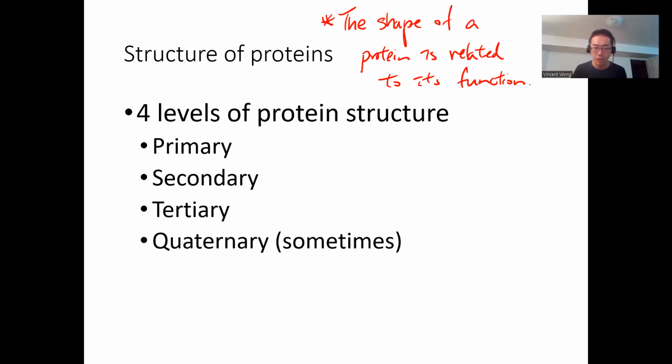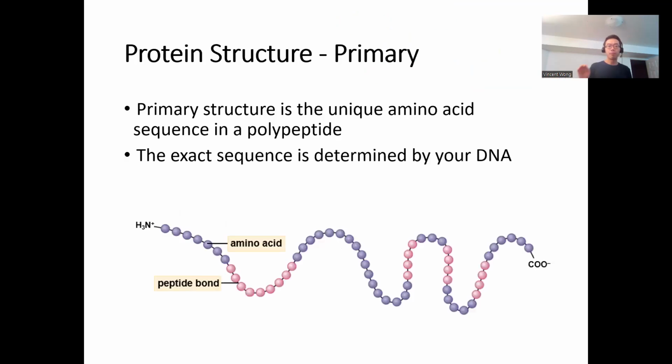All right. So we have 4 levels of structures: primary, secondary, tertiary, and sometimes we have the 4th level, which is called quaternary. So let's start with the primary. The primary structure of a protein is the unique sequence in the polypeptide. I know there's a lot of terms, like polypeptide just means the whole thing, just like the term polysaccharide, right? It's just really, really long.